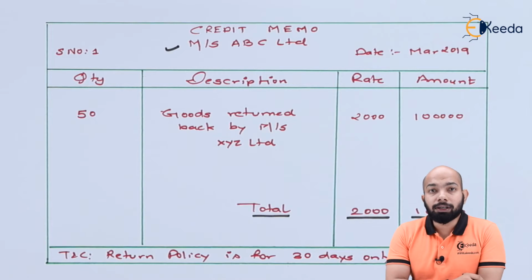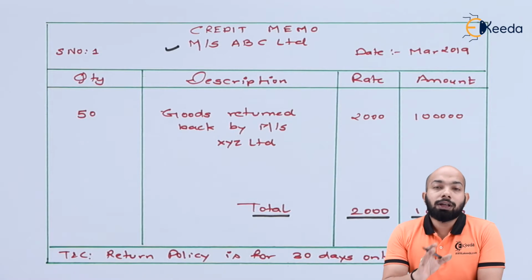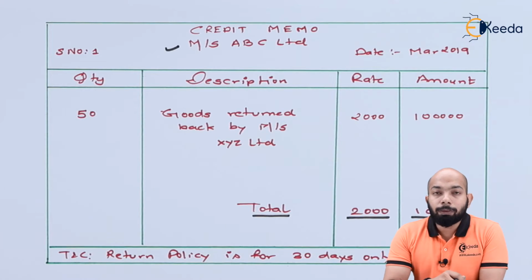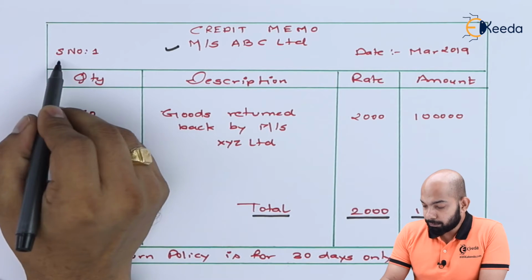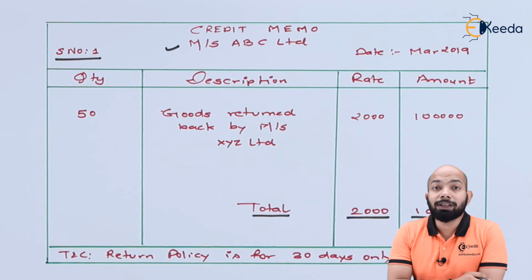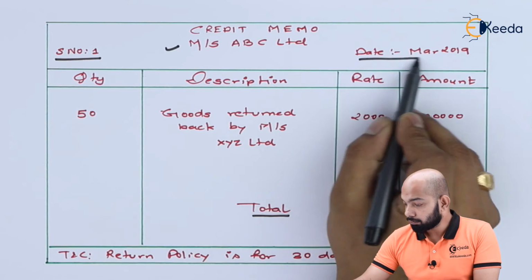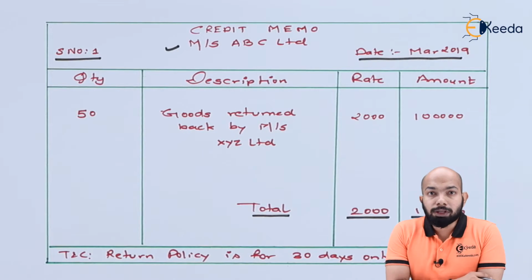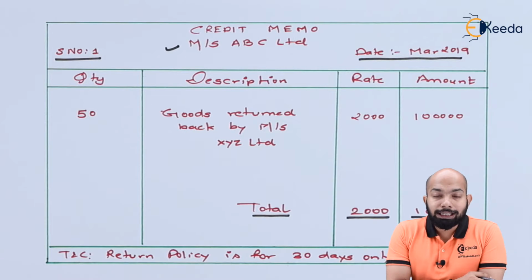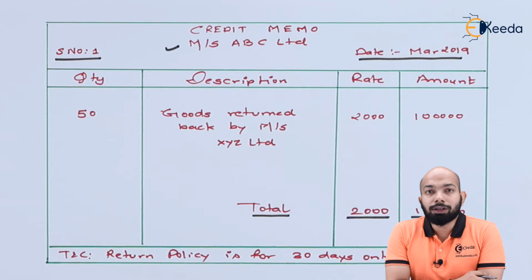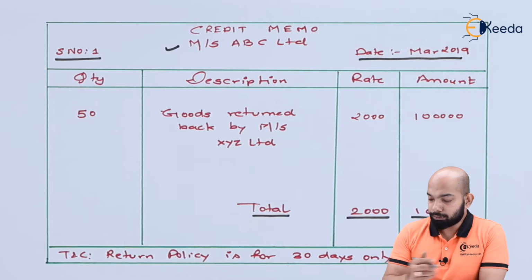Mrs. ABC Limited, that means the name of the seller, will be on the top, middle, bottom side. On the left hand side, there will be a serial number. On the right hand side, there will be a date. There will be 4 columns in total. First, quantity, second, description, third, rate, and the fourth will be amount.